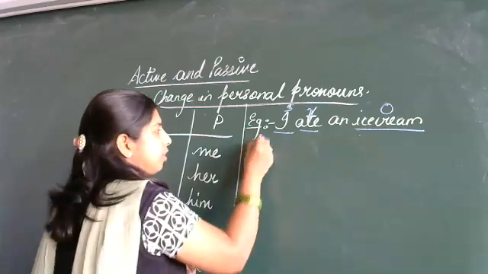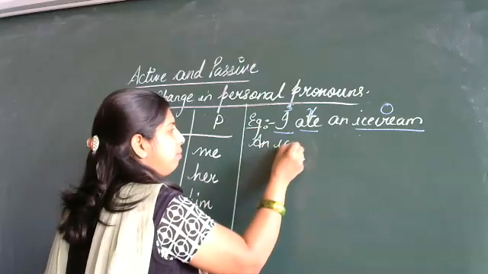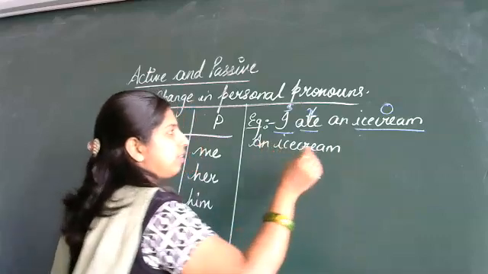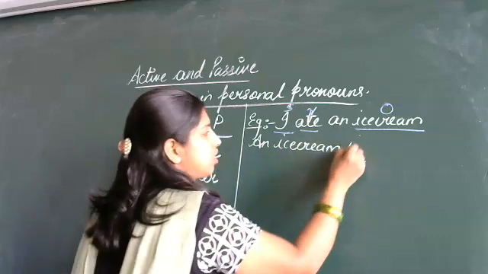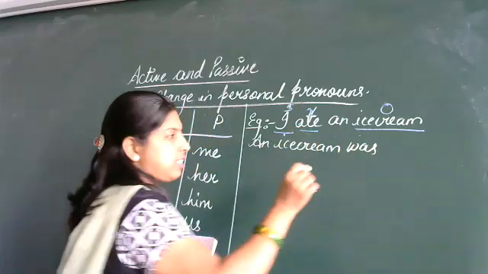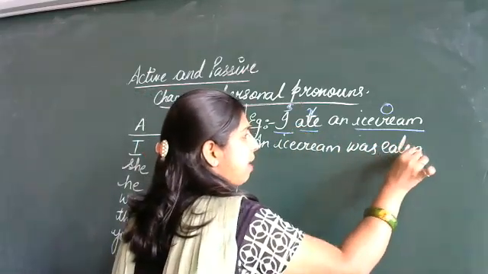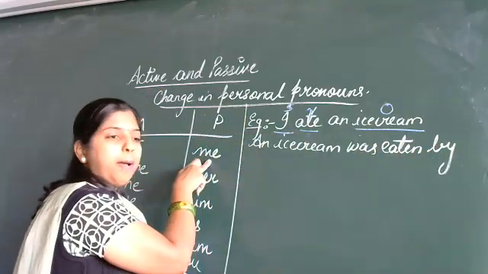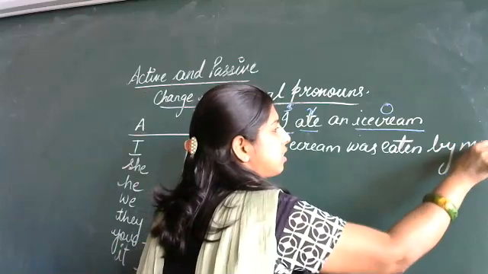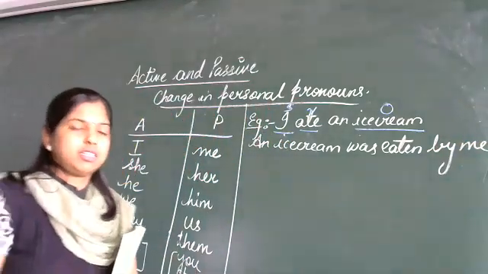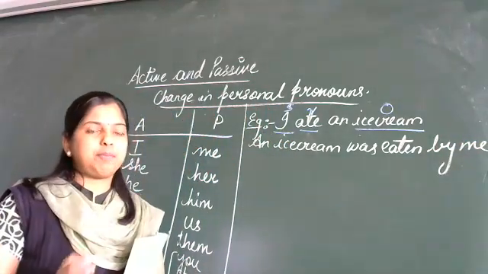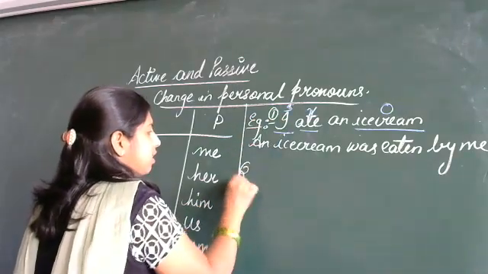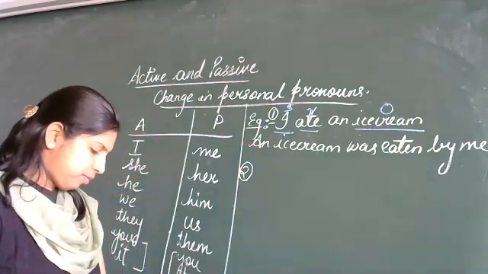And ice cream is eaten by me. One minute. And ice cream was, because it is in past tense. Was eaten. Past participle. Eaten by me. I will change to me. Correct. Me. Clear? Are you all following the concept, children? Yes. Now we will see the next one. This was the first one. The second one I'll show you.